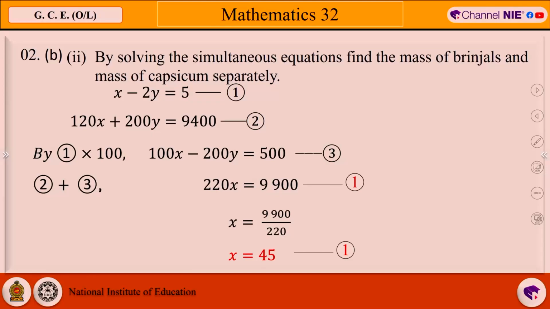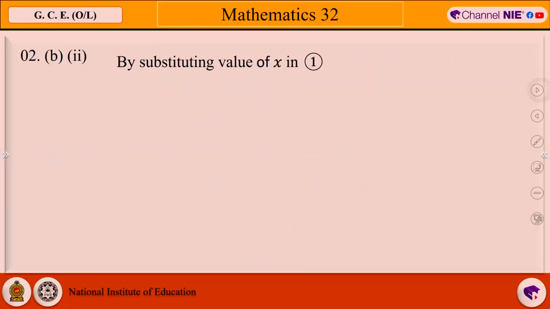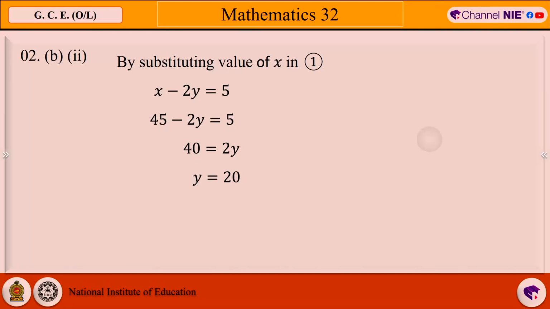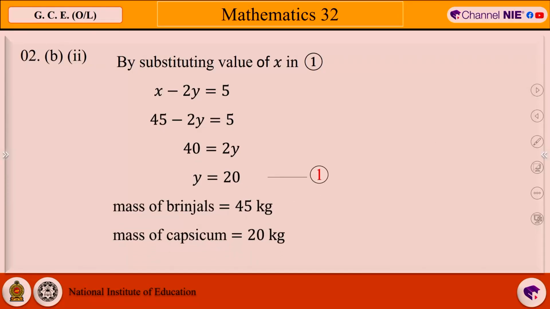another 1 mark. Now, we have to find the value of y also. We will see how to do that. We can substitute the value of x in the first equation. Then x minus 2y equals 5 is the first equation, and we got x equals 45. Then 45 minus 2y equals 5. Then what is y? Yes, have you all got 20 as the answer of y? Okay, then your answer is correct. Then you get 1 mark for that, and writing the mass of brinjals and capsicum separately, you will get another 1 mark. Altogether 4 marks for part 2.